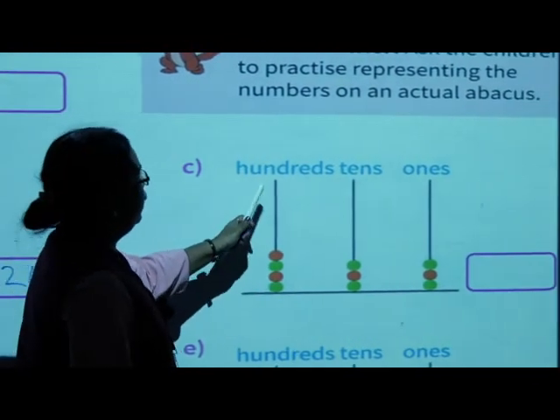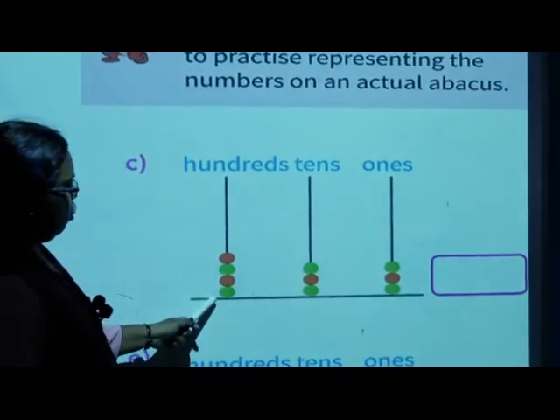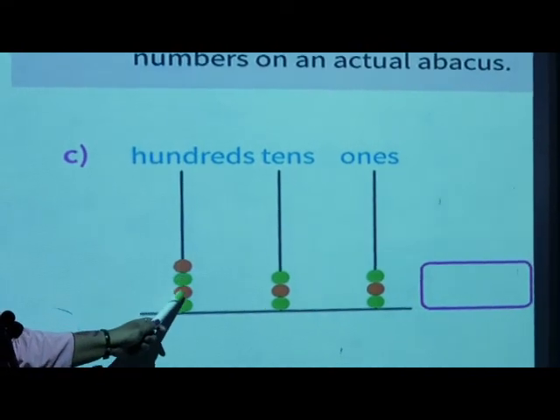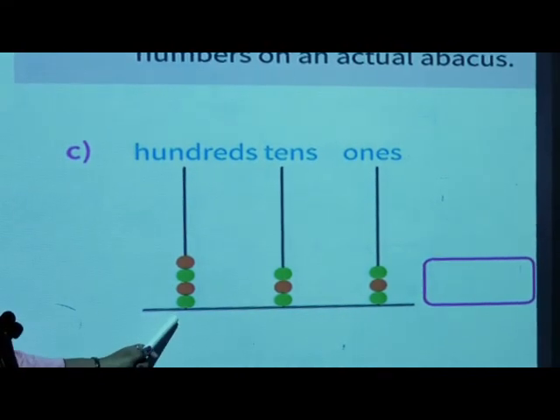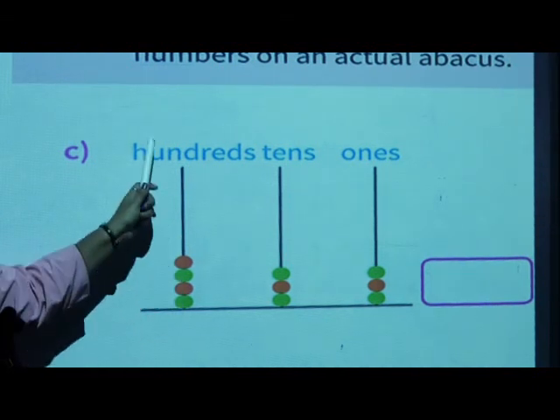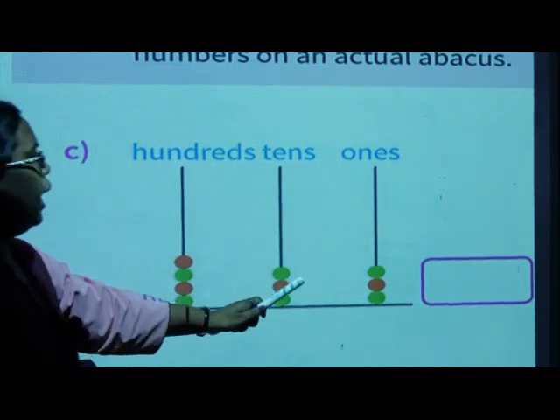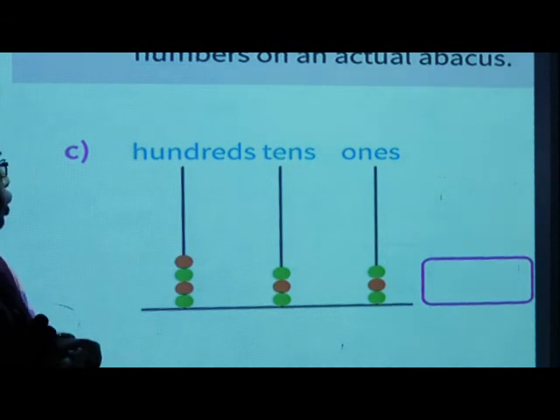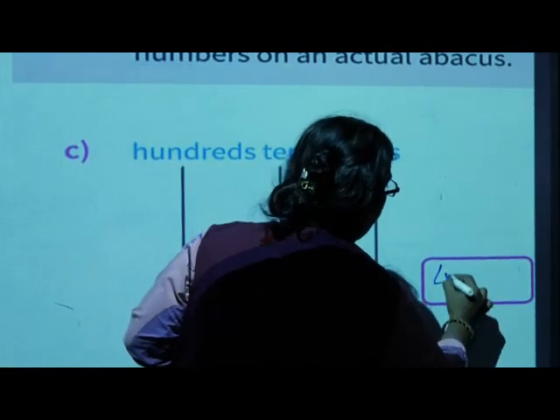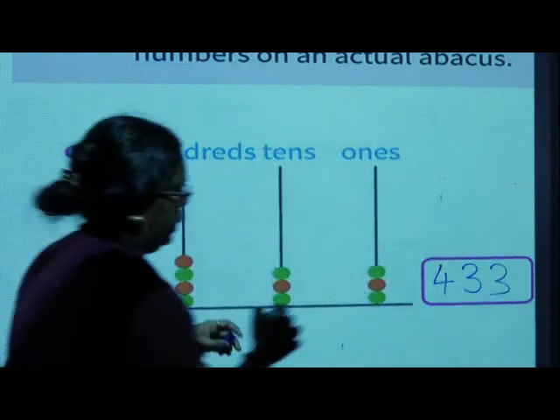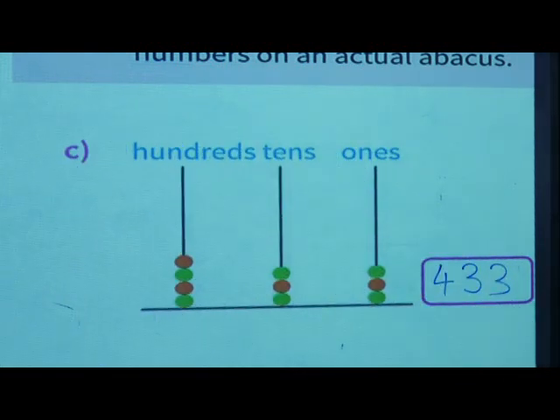Now see, hundreds, tens, ones. Now count this. 1, 2, 3, 4. Means 4 hundreds. 4 beads are in the hundreds column. Then 3 beads are in the tens column. And 3 beads are in the ones column. So you will write 433. In this way you are going to spell. Come on, say 433. Yes, good. Now next D1.